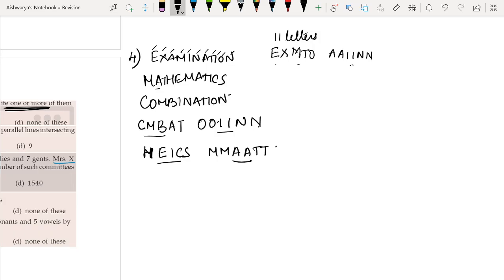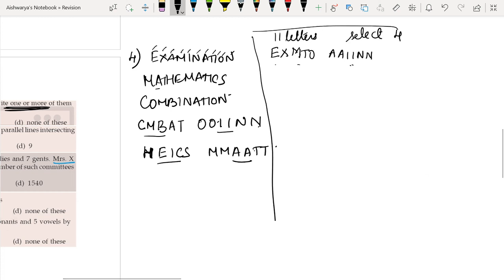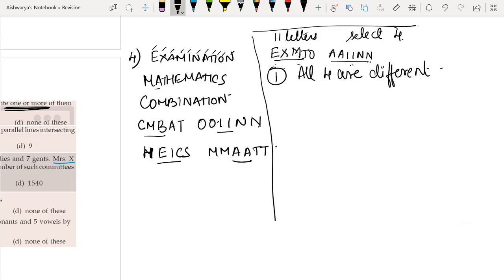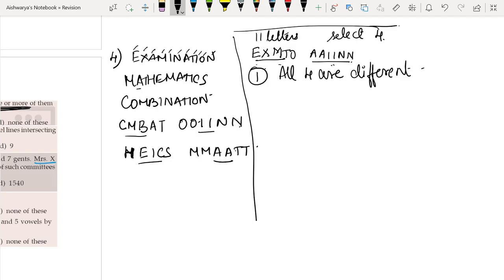Let me explain the logic. Suppose you get a different word in the exam. In how many ways can you select 4 letters? The first option is that all 4 are different. You can select from 5 different letters and 3 more different letters, so 5 plus 3, totally 8 different letters are there. From 8 I am going to select 4, so it will become 8C4. Second, 2 are different.